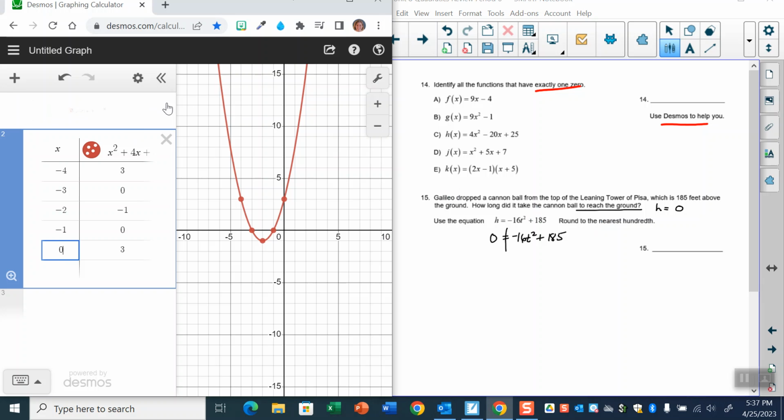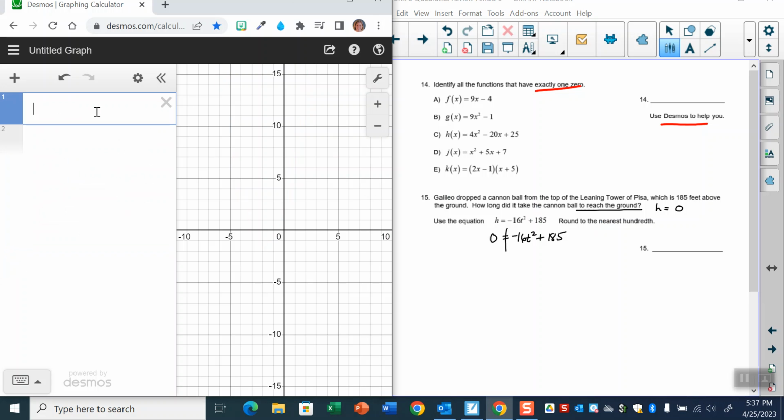So, all right, and instead of f of x, I just like doing y, so I'll say y equals 9x minus 4. So that's linear, right? So it has one solution, right? 1, 0 would be right here, your x-intercept. All right, so I can circle that one.